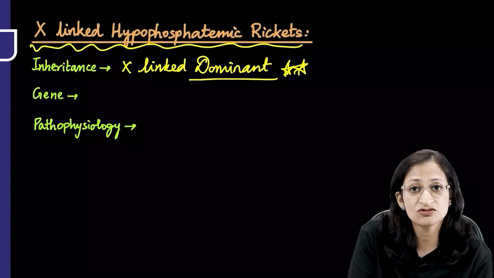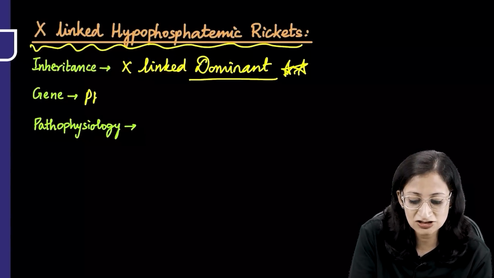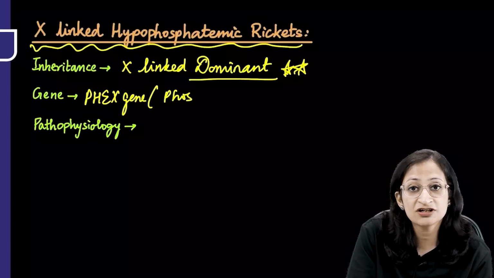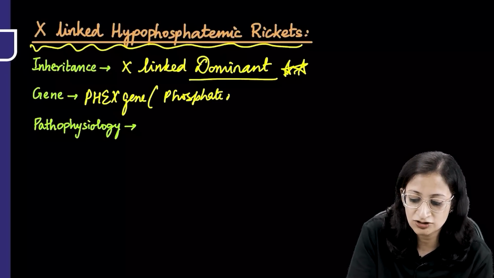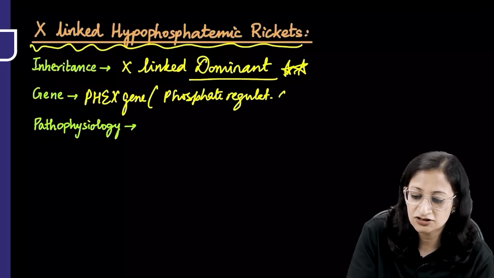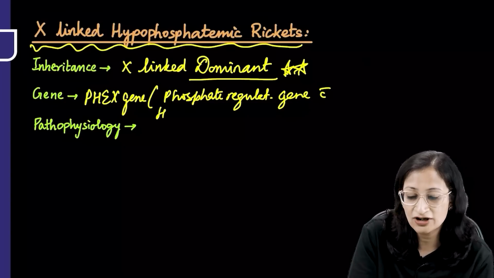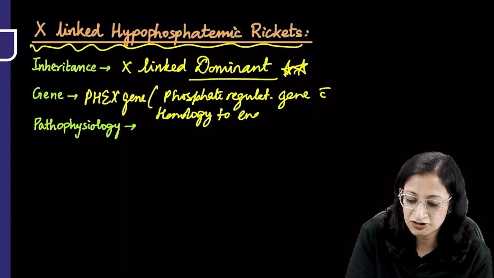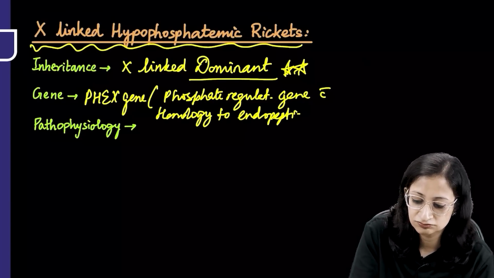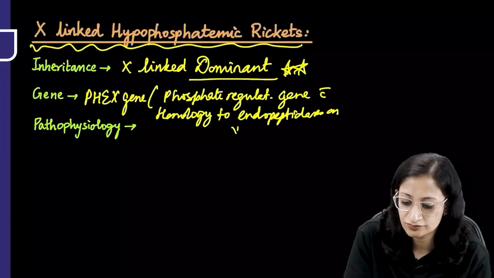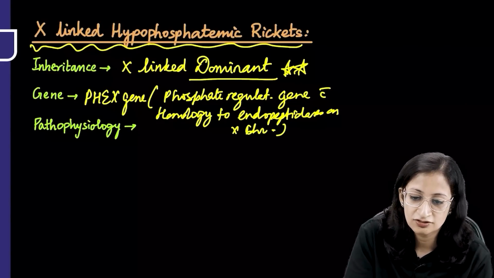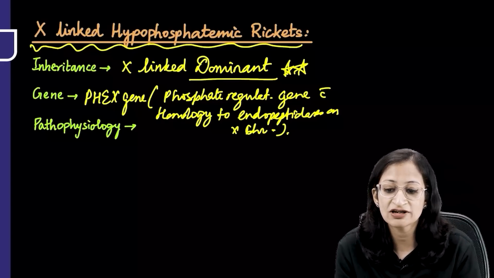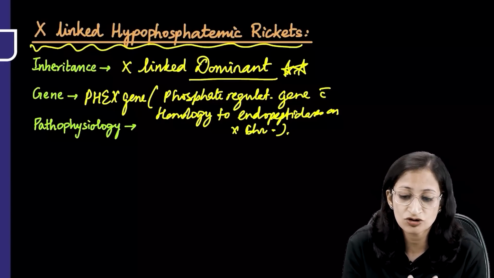What is the gene that is involved? That is often asked in MCQs. That is the PHEX gene. The PHEX gene is a phosphate regulatory gene with homology to endopeptidases on the X chromosome. This PHEX gene normally is involved in the production of an endopeptidase that is responsible for the degradation of FGF23.